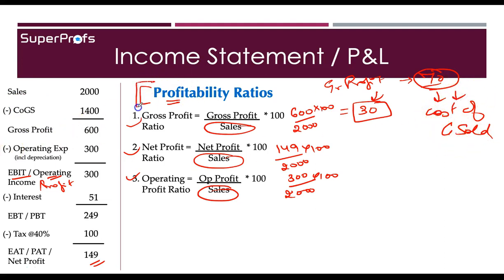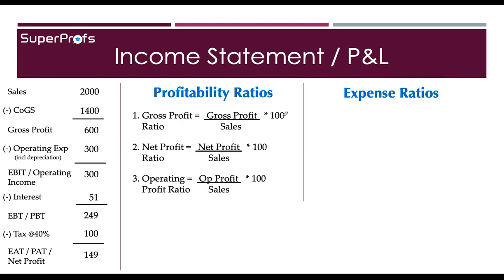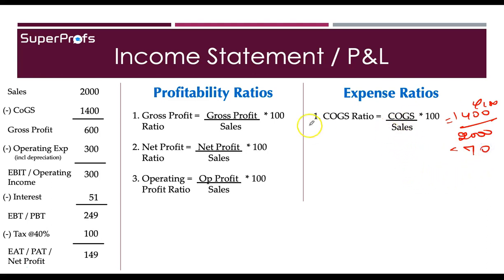So this is one view, this is the profitability ratio. Similarly, if you will calculate the expenses, that is, let's say 70, that is the cost of goods sold upon sales, that will give you one of the expense ratios. So the very first is cost of goods sold ratio, which is cost of goods sold, which is 1400 upon sales into 100. So this will come out to 70. So these both are corresponding to each other. One is the expenses, the other one is gross profit.